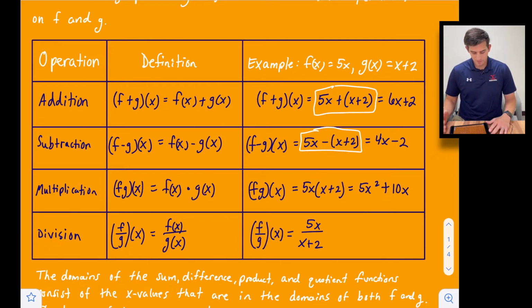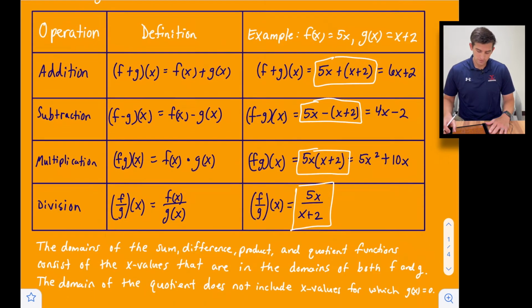For multiplication, we're going to say f times g of x is equal to f of x times g of x. So now we would take 5x and multiply it by x plus 2, and the resulting function would be a quadratic function, 5x squared plus 10x. Now for division, f over g of x is equal to f of x divided by g of x. So in this case, we would do 5x divided by x plus 2.